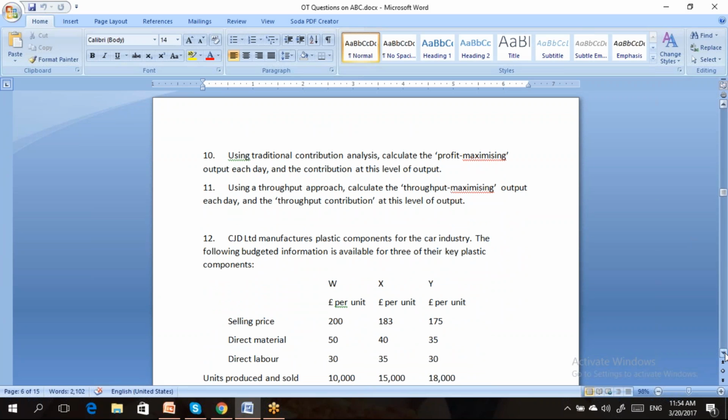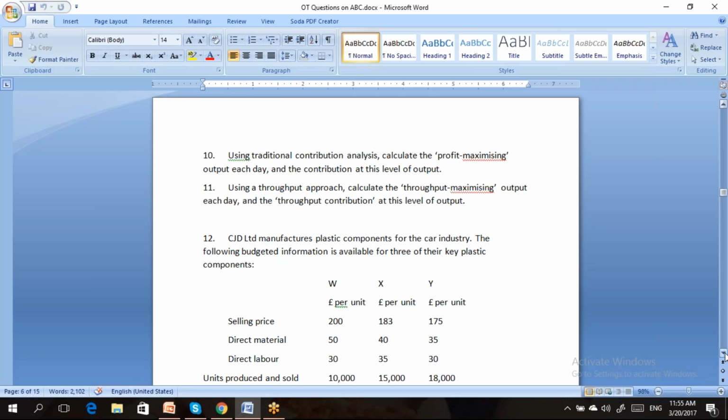Throughput accounting, do you know anything about throughput accounting? What is it? In throughput accounting, only material cost is considered as the variable cost. Every other thing is considered as overheads, including labor.